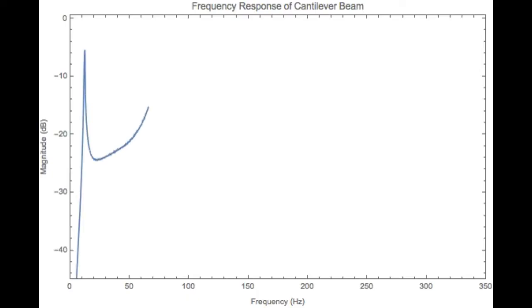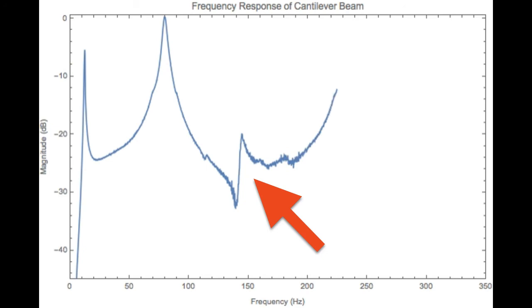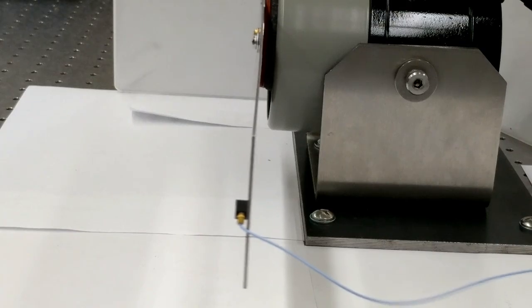We note an interesting phenomenon in the frequency response that is not predicted by the Euler-Bernoulli theory. An anti-resonance occurs near 140 Hz that is a result of a plate mode. There is a node at the same location as the accelerometer.